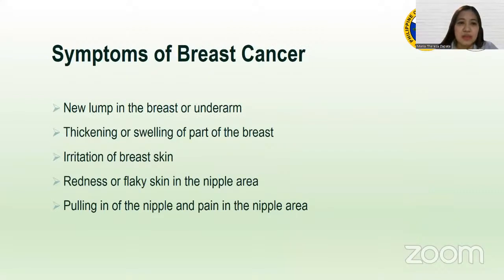Symptoms of breast cancer: new lump in the breast or underarm, thickening or swelling of part of the breast, irritation of breast skin, redness or flaky skin in the nipple area, pulling in of the nipple, and pain in the nipple area.